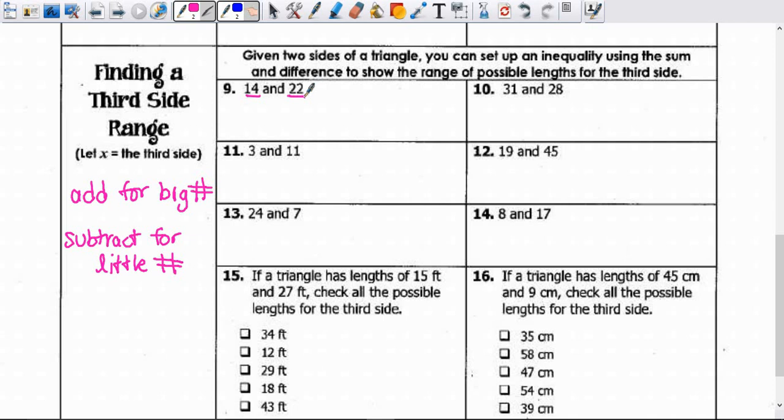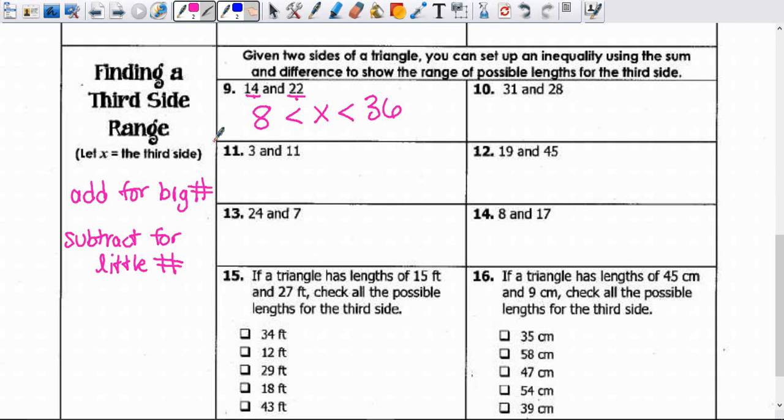So we're going to subtract them for the lower bound. So 22 minus 14 is 8. So x needs to be greater than 8, but it needs to be less than whatever 14 plus 22 is, which is 36. Okay? The reason why we make that range is so that we know which values the third side can be so that it works with our triangle inequality theorem. So if we choose any number that's between 8 and 36, then it would work that our small plus medium would be bigger than large. Okay, so add for the big number, subtract for the little number.